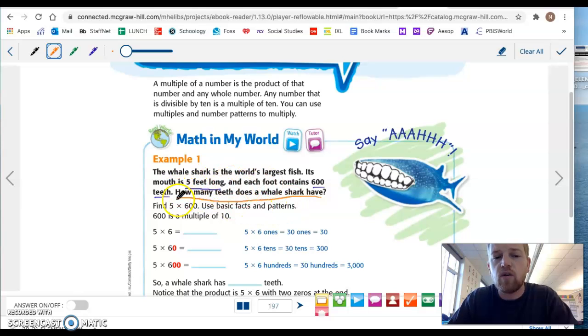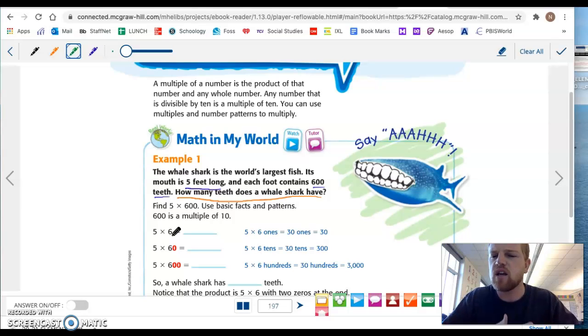So I'm going to pull that out, and I know that I'm going to be solving here 5 times 600. Now, here's where my basic facts come in, and this is where my place value is going to come in as well. So I know that the problem I'm going to be solving is 5 times 6. All right, I know that there are many ways I can solve that. I can take out my multiplication helper to help me with that.